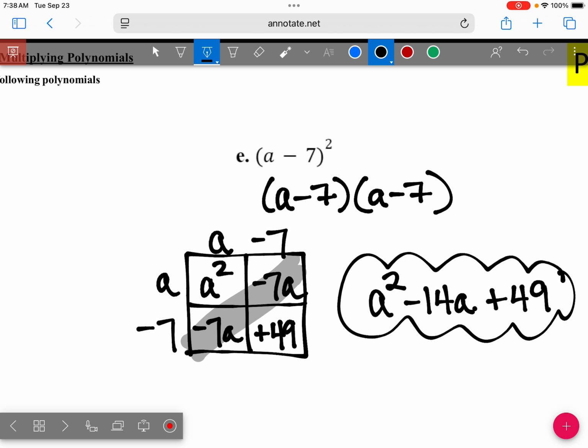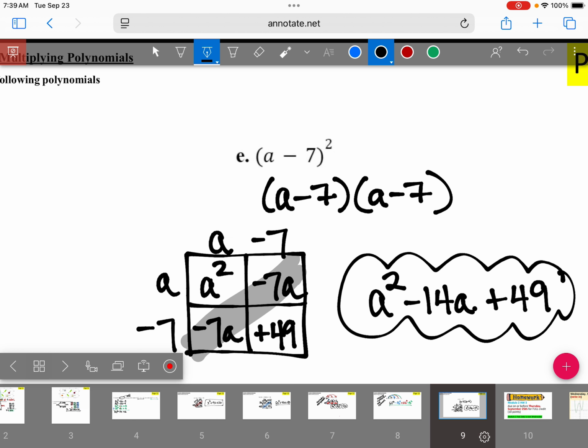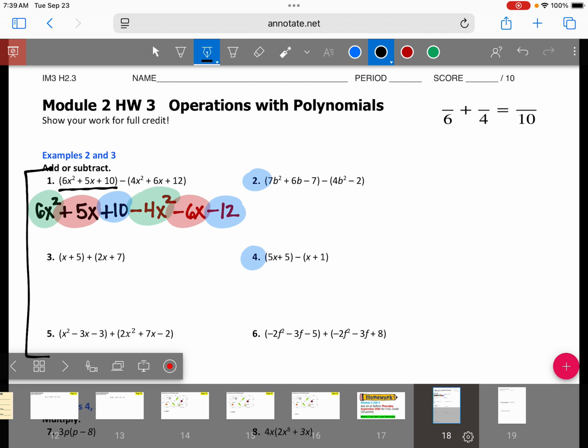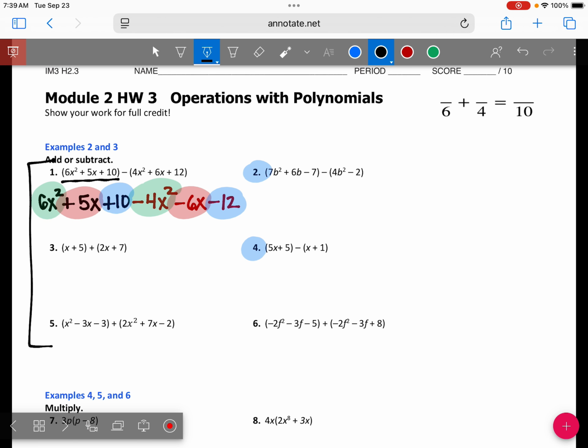All right, let's take out homework 3. So everybody take out homework 3. Charles, take out homework 3. Everybody take out your homework 3. Homework 3 is due Thursday. So let me go all the way to homework 3. So we did number 1 together.